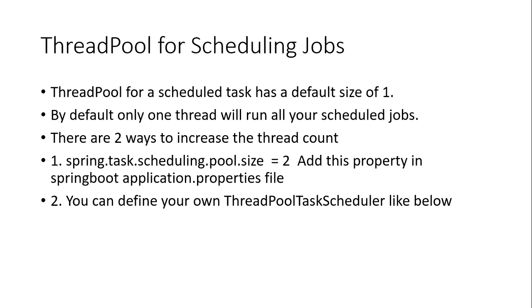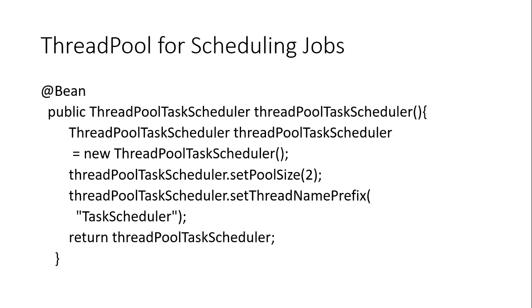The second way is to define your own thread pool task scheduler. Here you can specify the pool size as per your requirement, and you can give your pool name, some task scheduler or whatever, so that you can identify your pool execution in your logs.